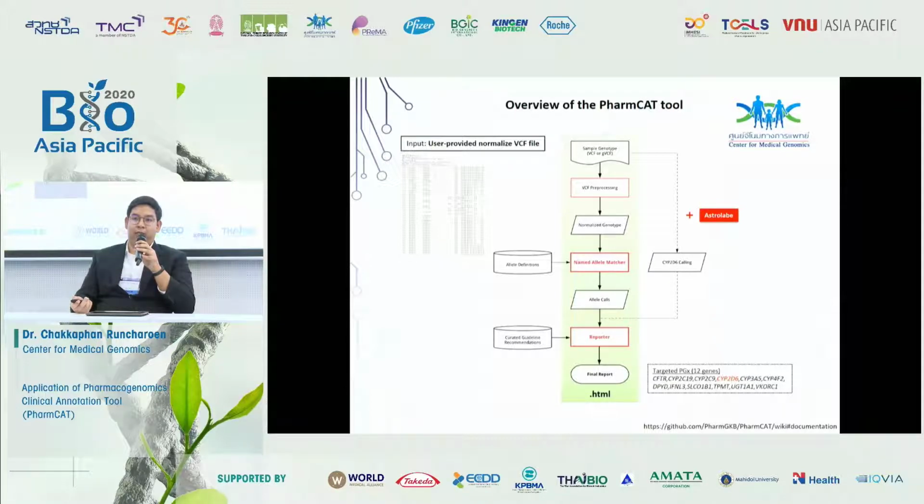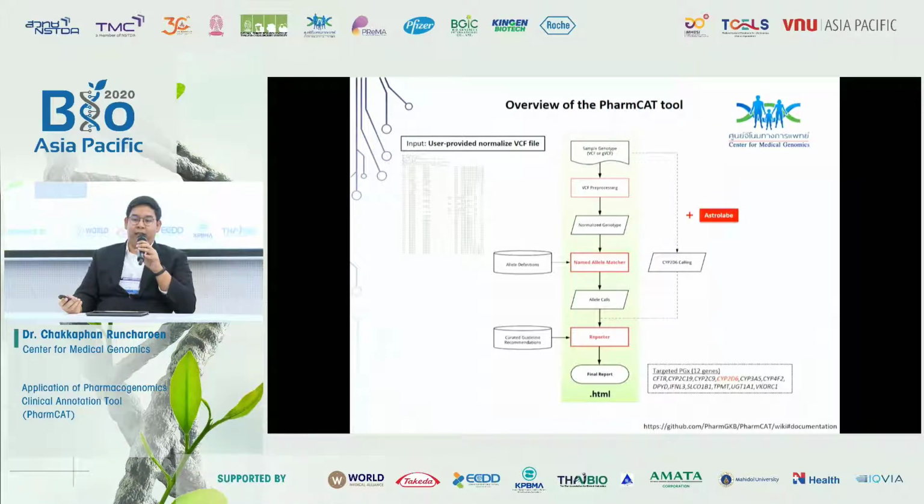So this shows the process of this tool. This tool will create the normalized genotype from the input file, match it with the allele definition, and combine it with the guideline, and then create the final report.